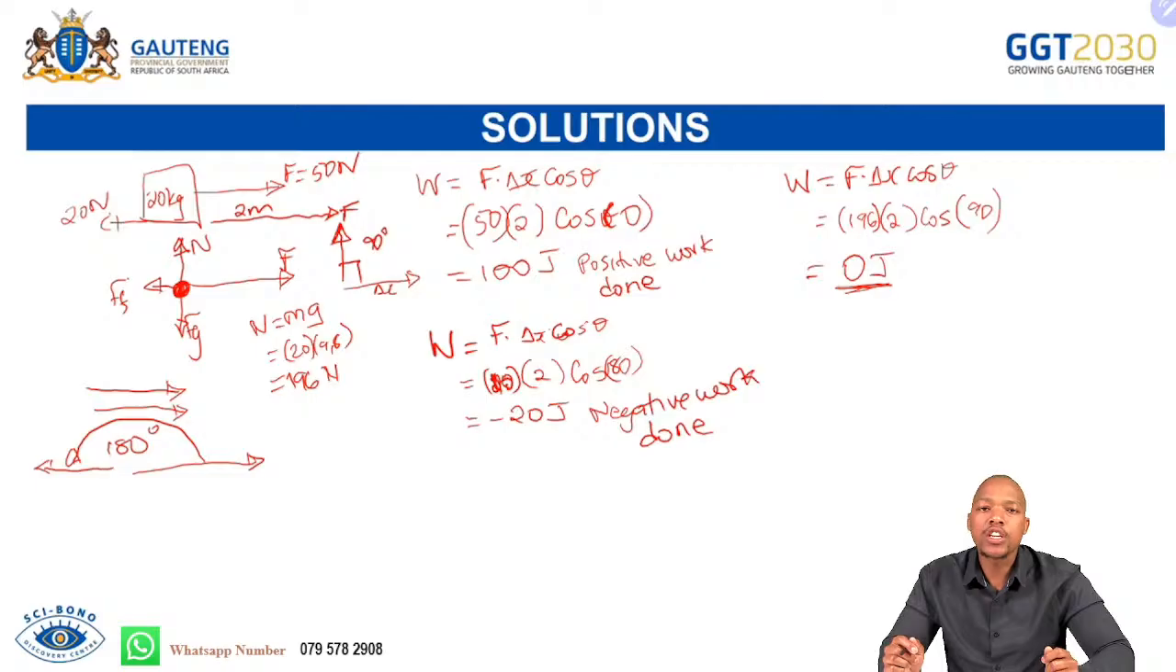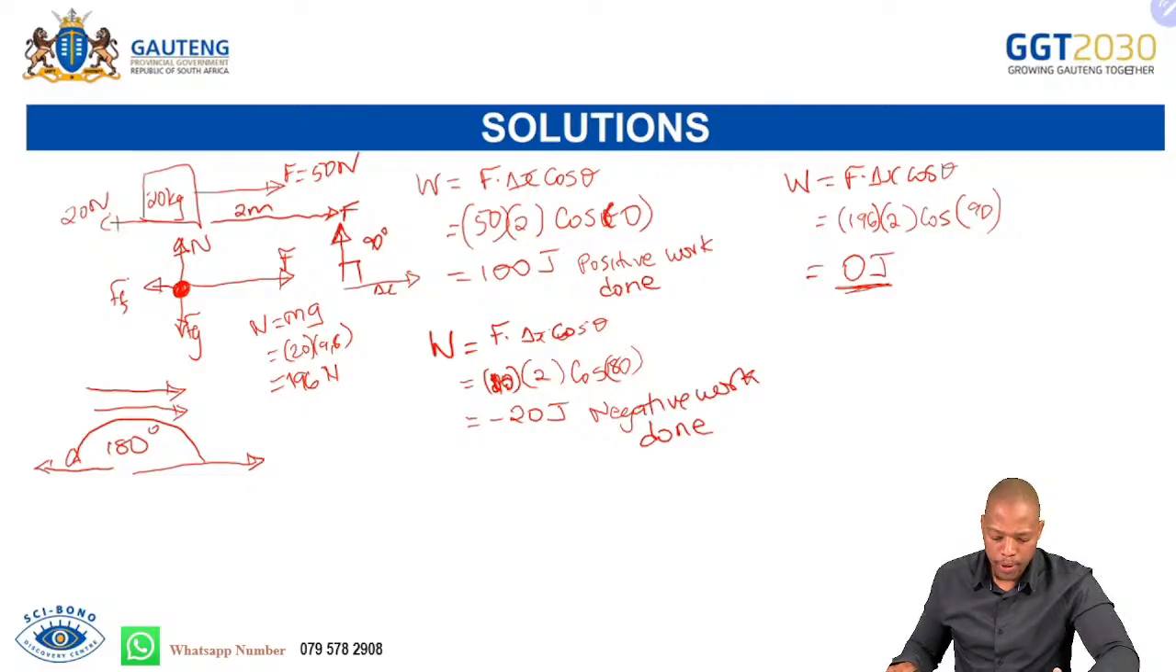If the force in question is at an angle of 90 degrees, or is perpendicular to the displacement, then that means no work is done on the object. No work is done if the force is perpendicular to the displacement. A very, very important concept to remember there, grade 12, right?